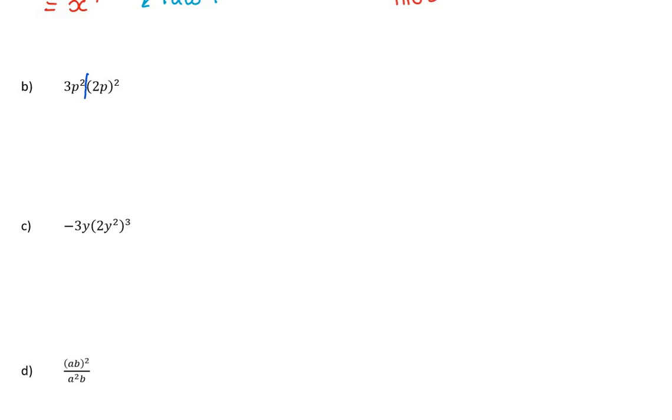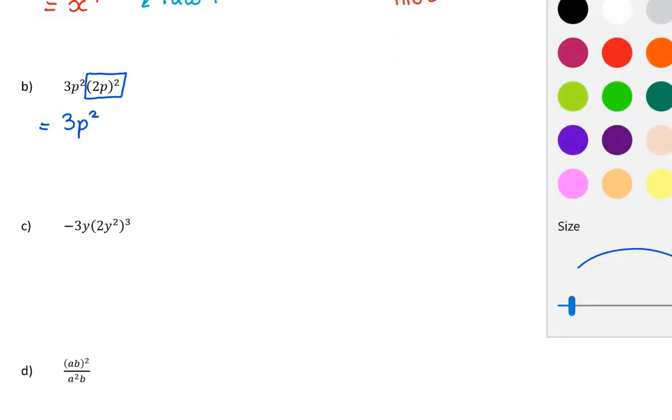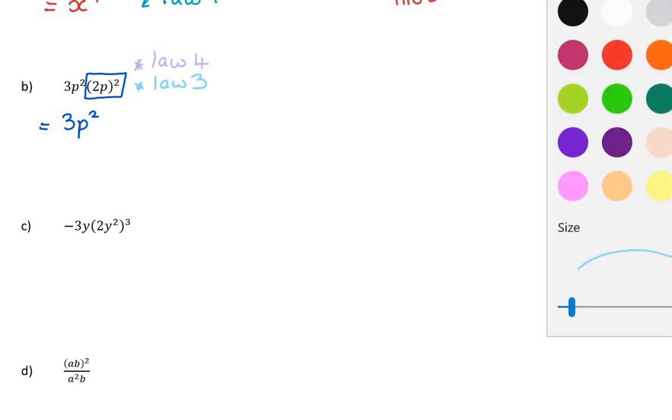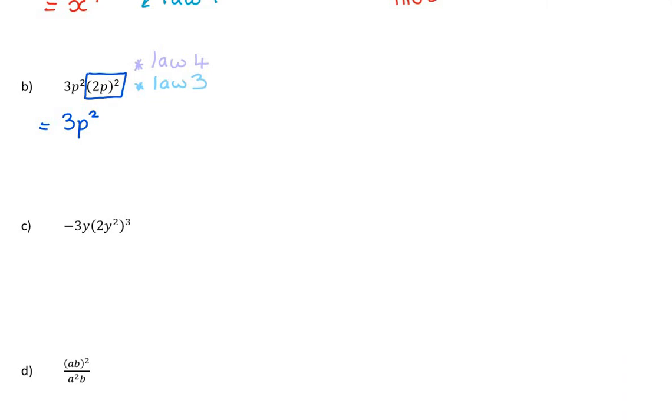Now once again, there's a bracket. Always deal with your bracket first. So in this case, I'm going to leave the 3p squared. I'll deal with it later. And actually, there's 2 laws going on here, because you've got distribution and you've got raising a power to another power. So you've got law 4 and you've got law 3 here. So law 4 says that I can distribute this exponent. So this is going to be 2 raised to the power of 2, which is 2 squared, which is 4. And it's p also distributed, so it's p squared.